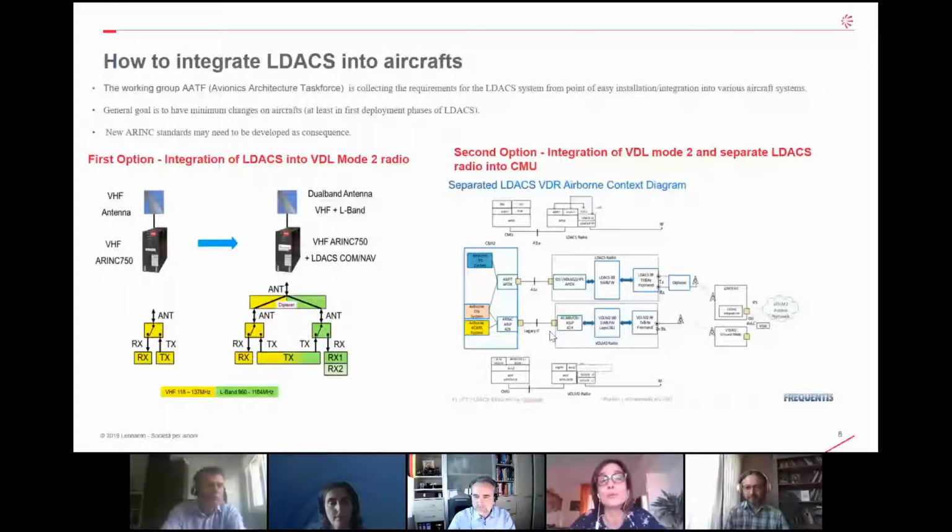In this group, two possible options are under analysis. The first one is to have a single box integrating the VDL Mode 2 radio together with the LDACS radio. The second option is to have two separate boxes, one for the existing VDL Mode 2, and the second box is the new one related to the LDACS radio. These two options will be discussed in more detail during the next webinar. Both have some benefits, and they should be better defined and analyzed.